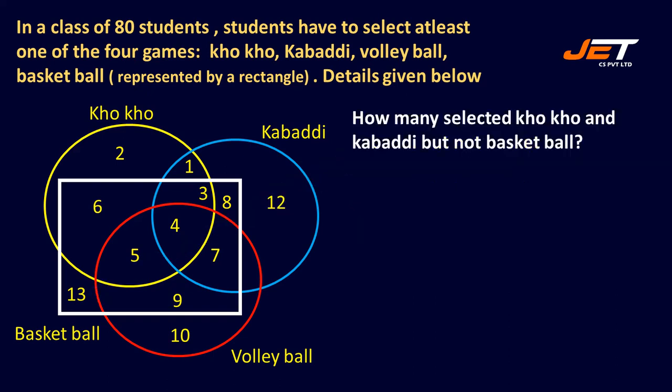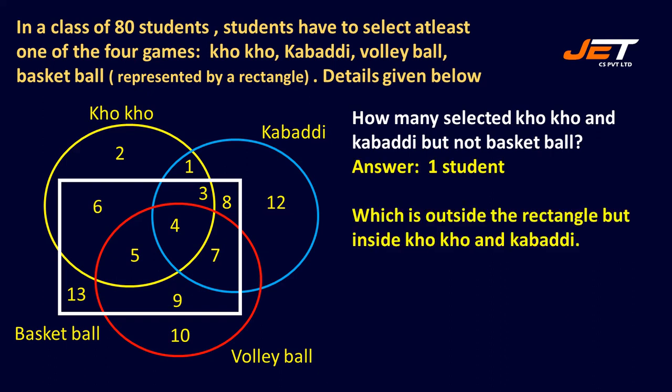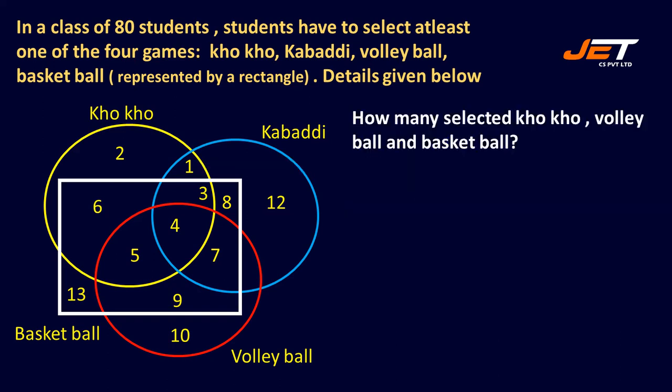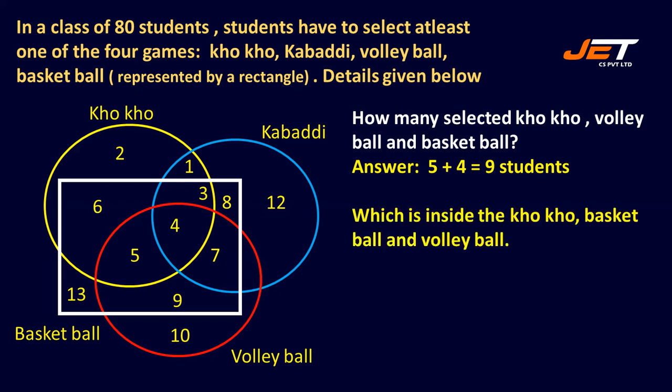How many selected Kho and Kabaddi but not basketball? It is one student, which is outside the rectangle but inside Kho and Kabaddi. How many selected Kho, volleyball and basketball? It is 5 plus 4, which is 9 students, that is which is inside the Kho, basketball and volleyball.